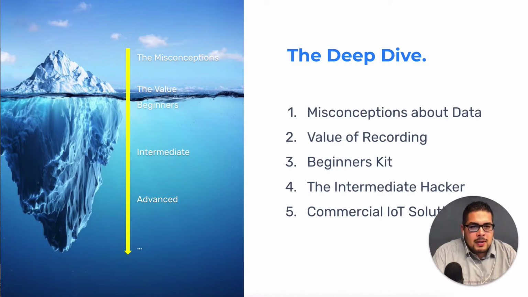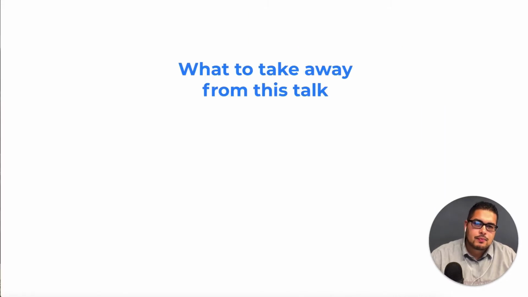We're going to start off with a beginner kit. What does a beginner kit look like? How can I start with that? How can I scale up to an intermediate kind of kit or hacker kit where I could piece technology together to get exactly what I'm looking for? And then you have the next step of a commercial IoT solution, which would be much more complex and involved. And so we're going to be looking at these different levels after going through the misconceptions and values.